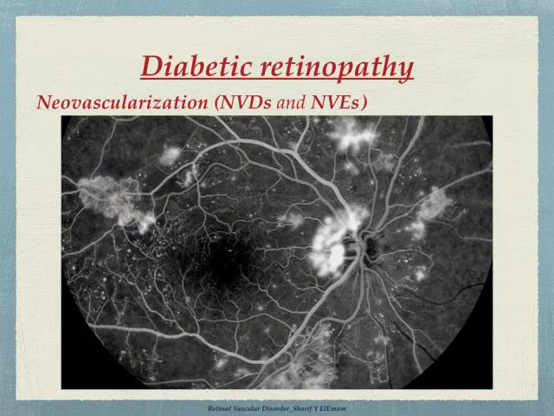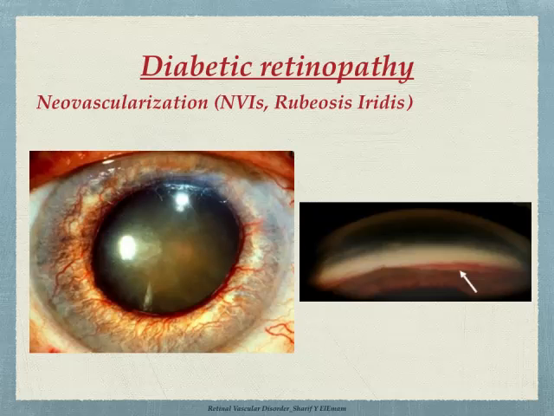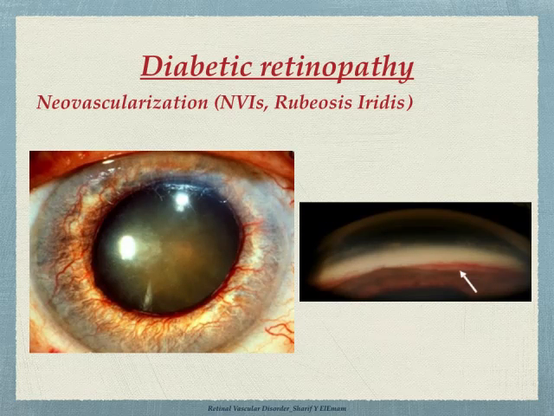This is also another wide field view of the central part of the fundus of the patient. We can see the macula in the middle. There are NVDs covering the disc. There are NVEs elsewhere, and this is, of course, a late stage of diabetic retinopathy. Sometimes it happens at the edge of the iris in the front of the eye.